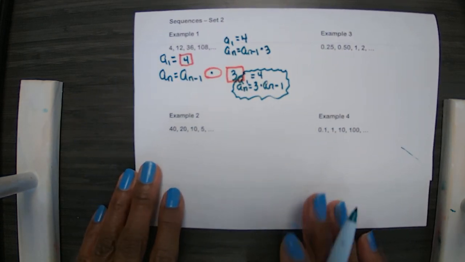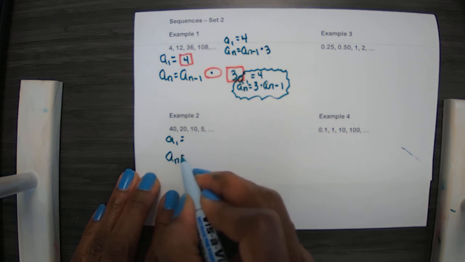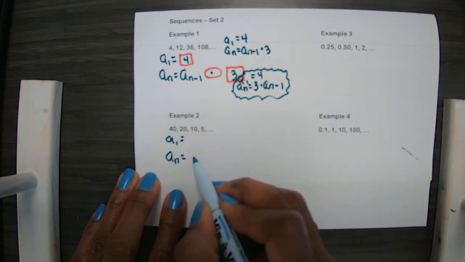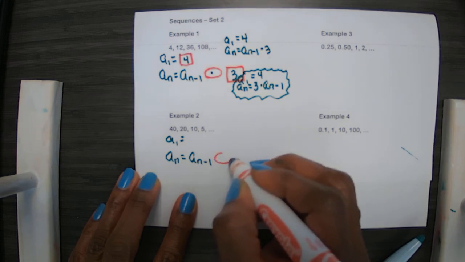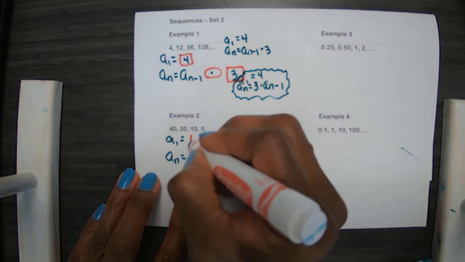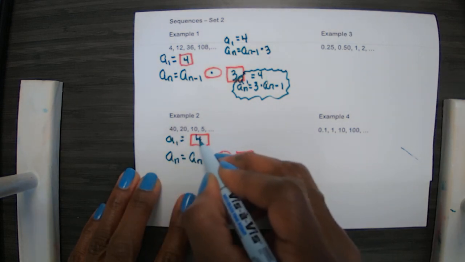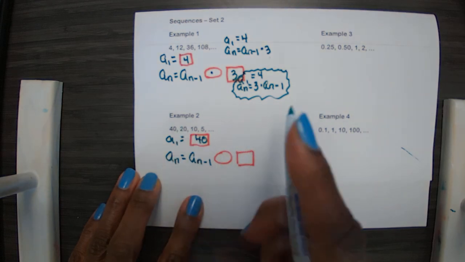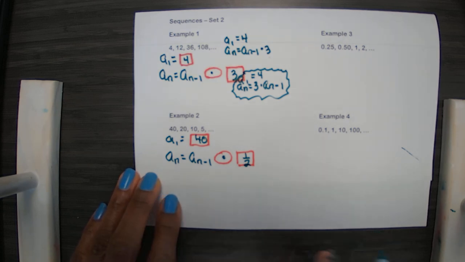Okay, example number 2. A sub 1 is 40. You have to tell me that first. Now to find a sub n, whatever n term you're looking for, you must start with the previous. Then you're going to tell me what operation you're using and what number goes with that operation. So these are the three things that you have to tell me. The first one is this is 40. And then I am multiplying by 1/2. Now, of course, we're dividing by 2, but remember, multiplying by 1/2 is the same as dividing by 2. You're taking half. So that's the rule.